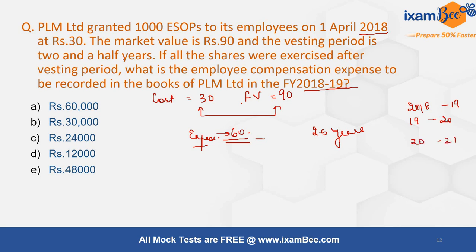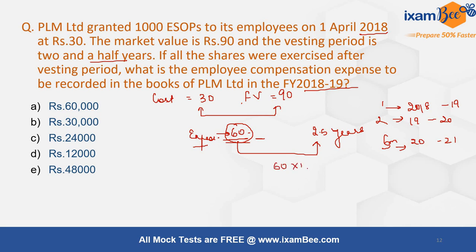Since it has a vesting period of 2.5 years, this is the first year, this is the second year, and in this year there will be 6 months, right? 2.5 years of vesting period. Now the expense is 60. We write off the expense over this 2.5 years on a proportionate basis.